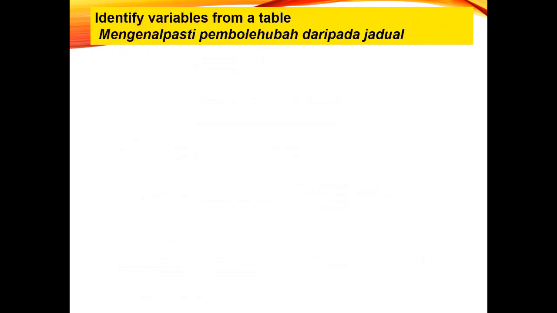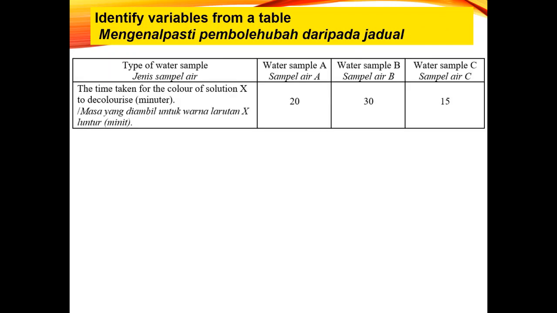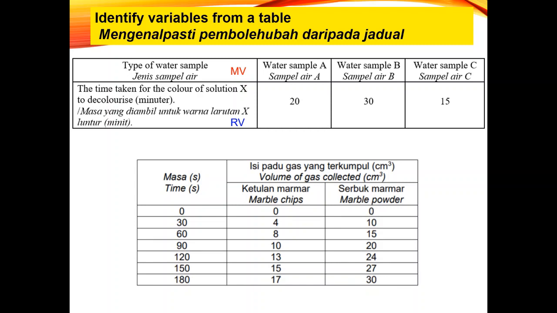So we look at how to identify the variable from a table. If the question gives you a table like this, the upper row refers to the type of water sample, we have water sample A, B, and C. And then the lower row has the time taken for the color of solution X to decolorize. So usually, as I mentioned just now, the upper row refers to the manipulated variable and the lower row refers to the responding variable. And similarly, if the question gives you columns like this, the left column refers to the manipulated variable and the right column refers to the responding variable.